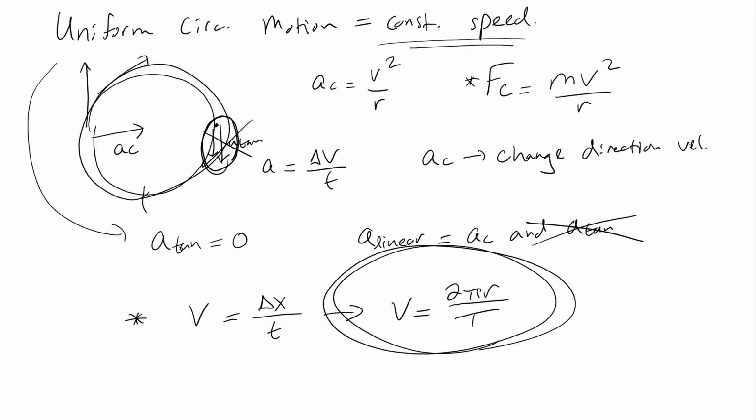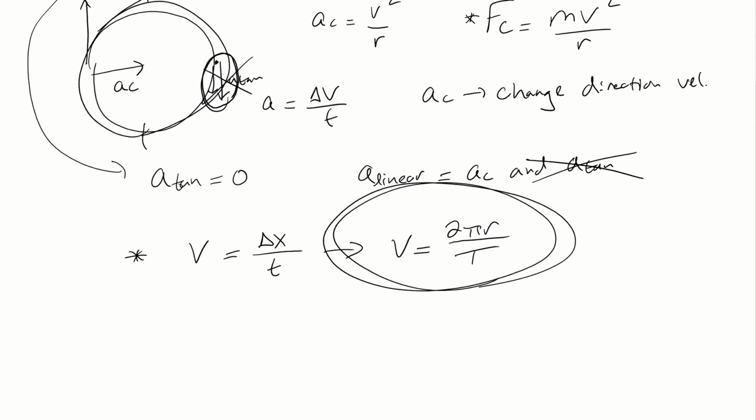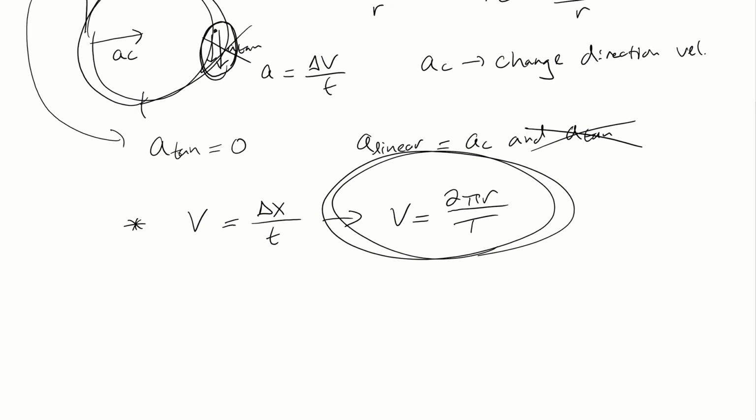As long as I can either find or measure the radius, and as long as I can either find or record the time, I could then pretty easily find my velocity if I needed it. So again, a big equation that is not on our equation sheet, but is very helpful when we have circular motion going on.